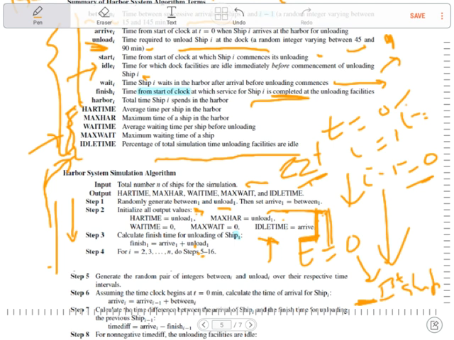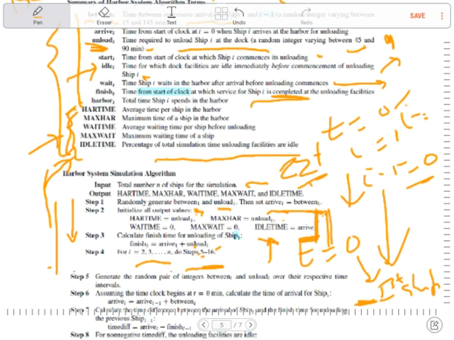So this is what they are calculating. So the whole ship 1 part is done. Now for the remaining, that means from ship 2 up to ship n, we have to repeat the steps. What are the steps? For I from 2 to n, steps 5 to 16 are to be repeated.